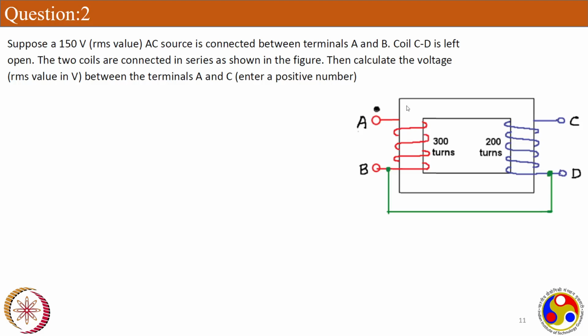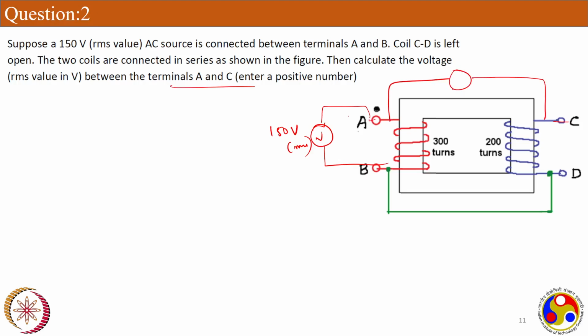So, somehow they are giving an AC of 150 volts RMS at A and B, and they are leaving CD open, and they are asking us to calculate the voltage drop between the terminals A and C.